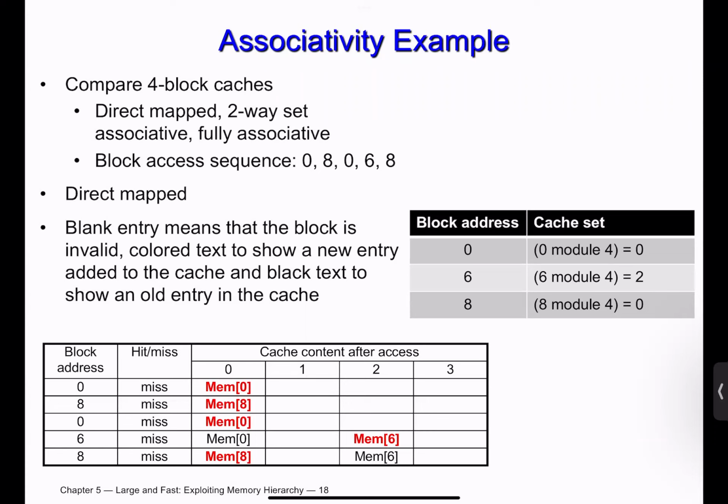So we have here an example of a 4-block cache, and we need to see how we will map all of these situations if I have a direct map, if I have a 2-way set associative, and if I have a fully associative, given that the block access sequence is 0, 8, 0, 6, 8. Let's see the direct map first.